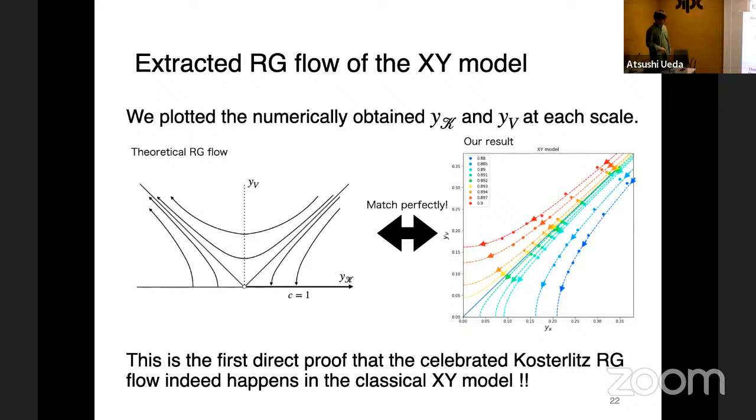So as a conclusion, we found that just by plotting the RG flow, you see the phase separation without doing anything. And to our best knowledge, this is the first direct proof of the celebrated Kosterlitz RG flow, and it is indeed happening in the XY model.